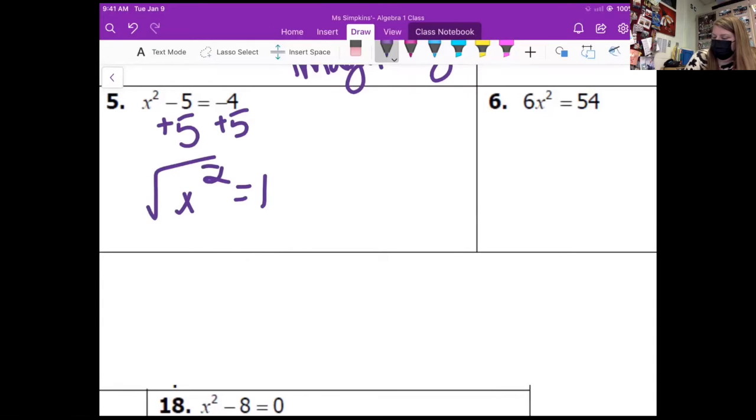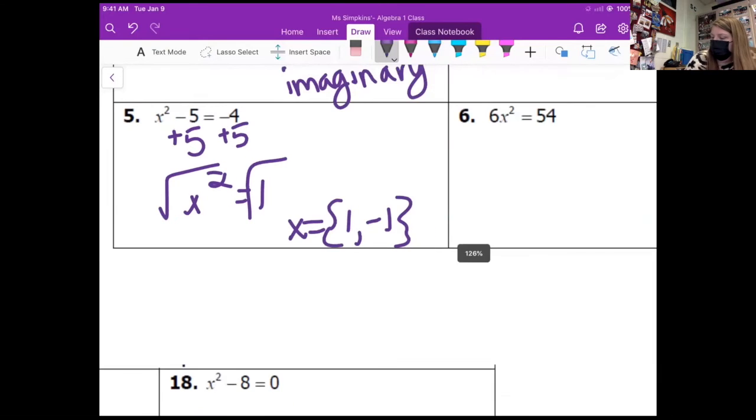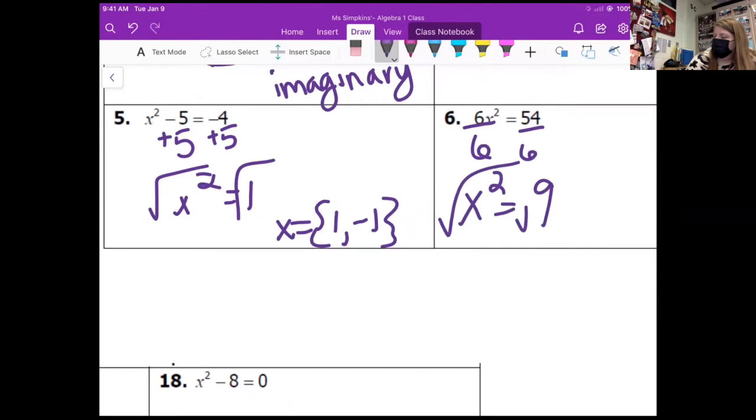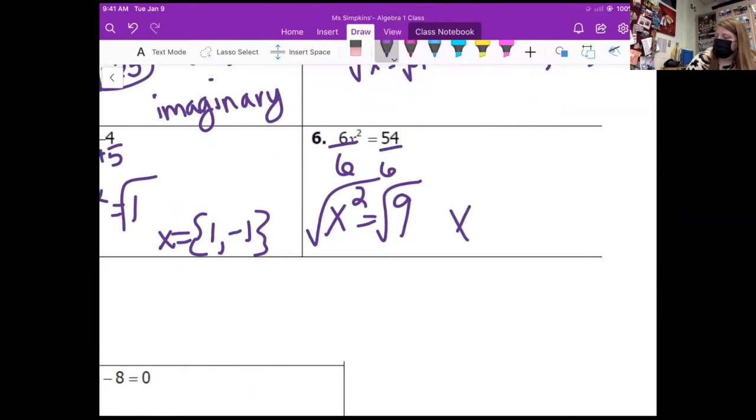And then if you take the square root, your x values would be 1 and negative 1, because the square root of 1 is just itself. Number 6, most of you figured it out. We didn't look at this yet, but I was just seeing if you could do it. So 6 is being multiplied by x squared, so we've got to divide by 6 to get x squared equals 9. And then if you take the square root, x equals positive 3 and negative 3.